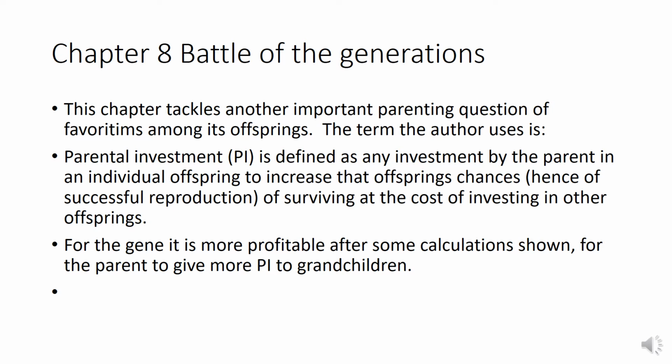Chapter 8. Battle of Generations. In this chapter, the author tackles another important parenting question, favoritism among its offspring. The term the author uses is parental investment, or PI. It is defined as an investment by the parent in an individual offspring to increase that offspring's chance of surviving and, hence, of successful reproduction, at the cost of investing in other offspring. For the gene, it is more profitable, after some calculations shown, for the parent to give more PI to grandchildren.